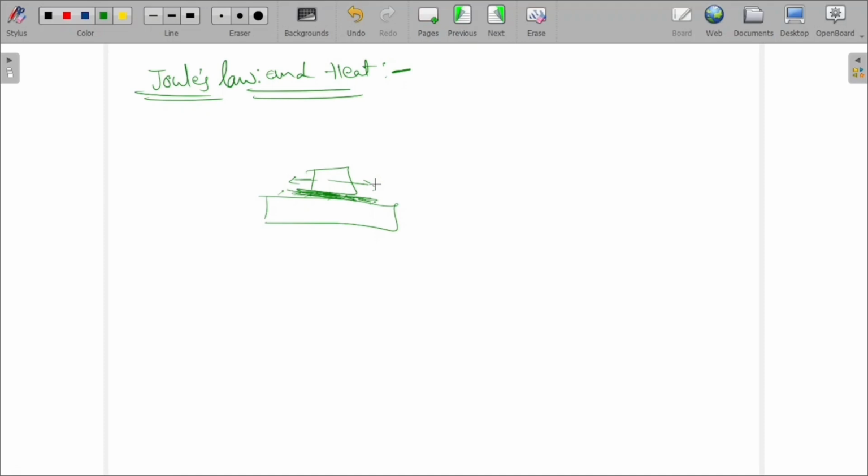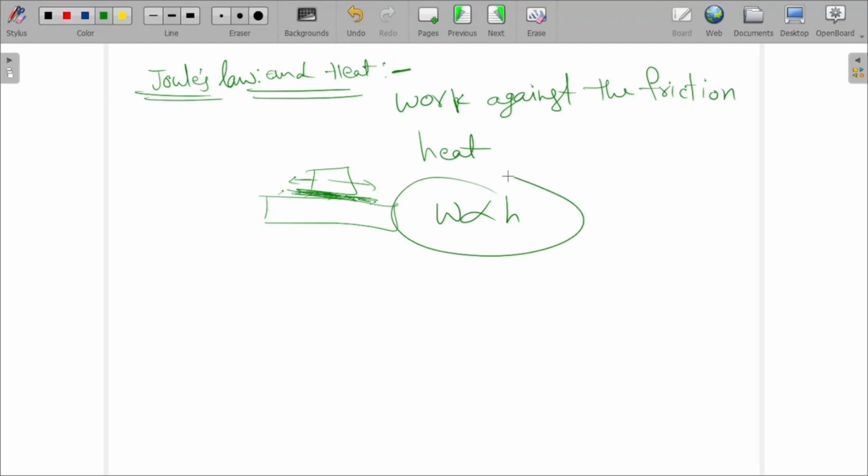Friction. Because of the friction, heat will be generated. So what are you doing here? You are doing work against the friction. So what will be developed? Heat will be developed. Because of the work, what is developed there? Heat energy. So work done is directly proportional to the heat.